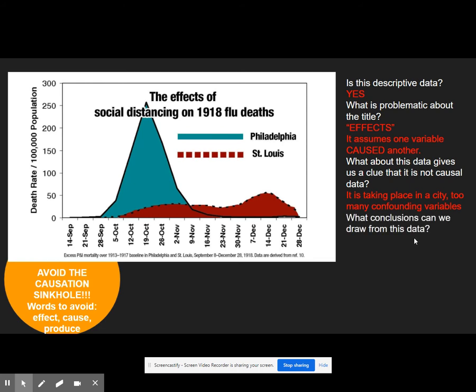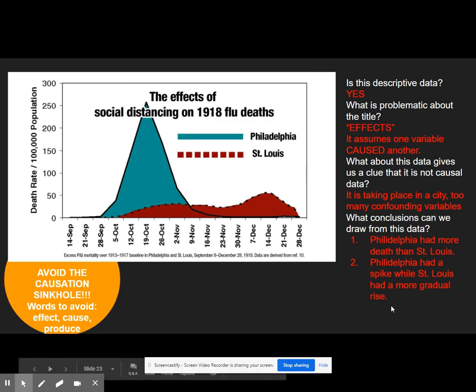So what conclusions can we draw from this data? Philadelphia had more deaths than St. Louis. Philadelphia had a spike while St. Louis had a more gradual rise. And then we need to do more investigation to understand what were some of the variables that might have caused that. Now, maybe one of the variables was social distancing. We did find that there was some social distancing that happened in St. Louis. So we could find that through archival records, but we cannot necessarily say that one thing causes another.